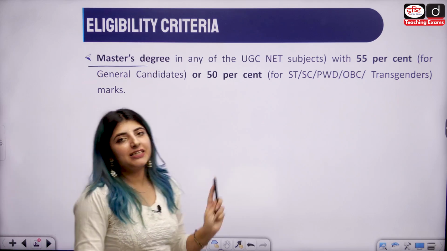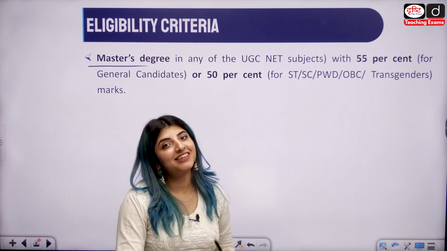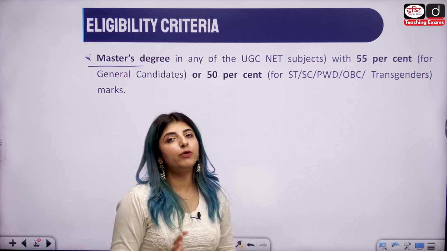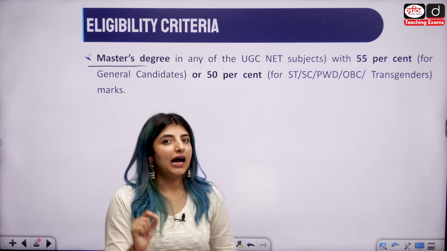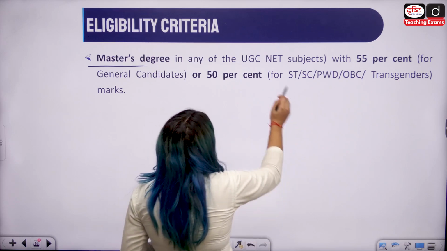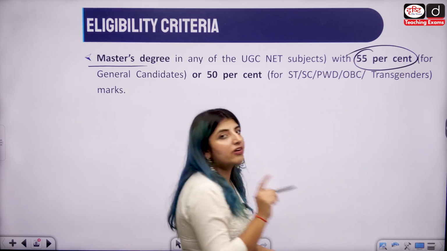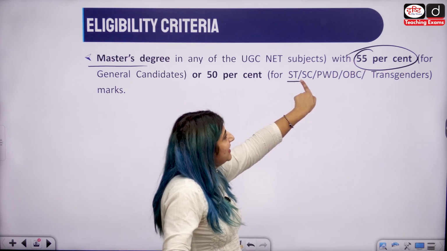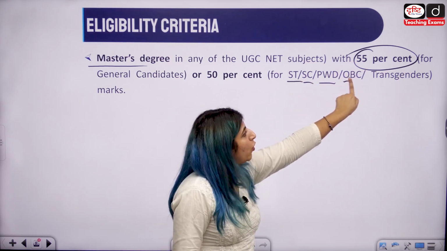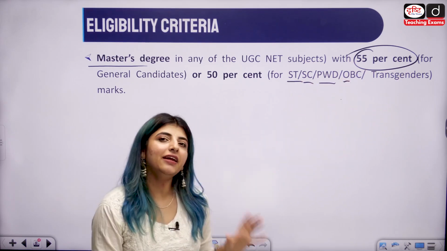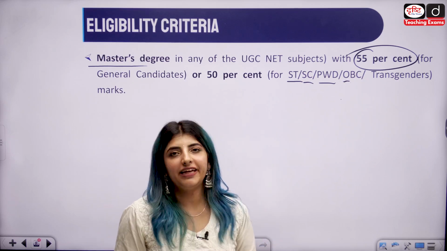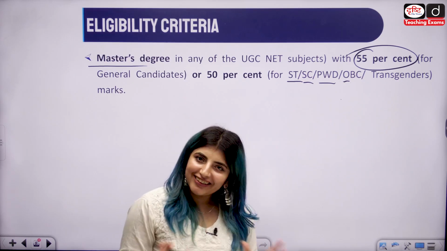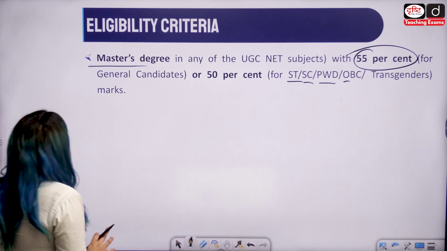So what is the eligibility here? You need to first of all have a master's degree, and if you belong to the general category, you will have to have 55% marks without rounding them off. If you are from SC, ST, PWD or OBC or transgender category, then the minimum percentage here is 50%, again without rounding them off. I hope these things are being clear to you all, correct?